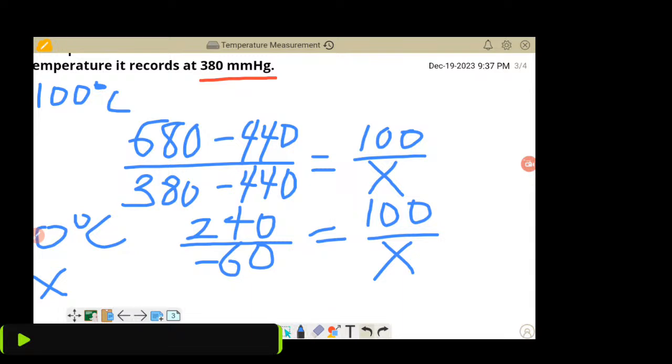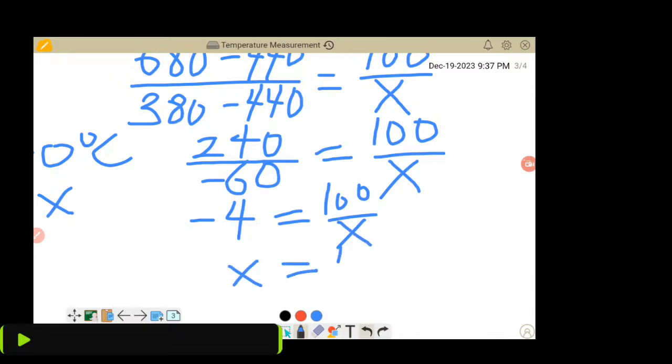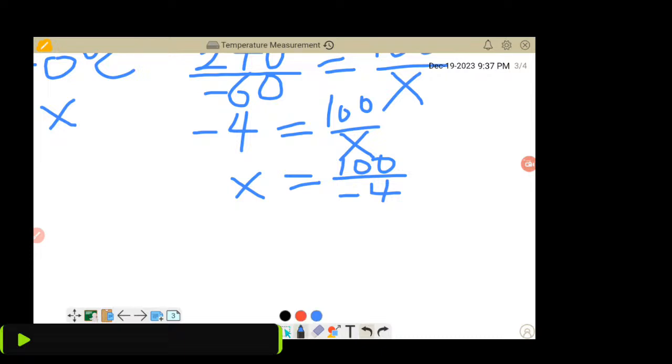And with this, we can proceed and we can have, remember, 240 divided by minus 60 will give us minus 4, and this will give us 100 over x. We can now say our x equal to 100 over minus 4, and our x will be equal to minus 25 degrees Celsius.